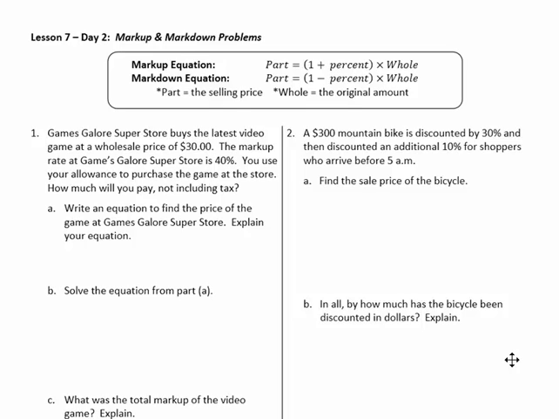All right, ladies and gentlemen, so today we're going to take a look at another way to do markup and markdown problems. And what this way does is it lets us go from the original, the whole, to the selling price in one step. And by doing that, what we're looking at is right here. This is the part that's a little bit different. In this problem, the 1 represents the original price.